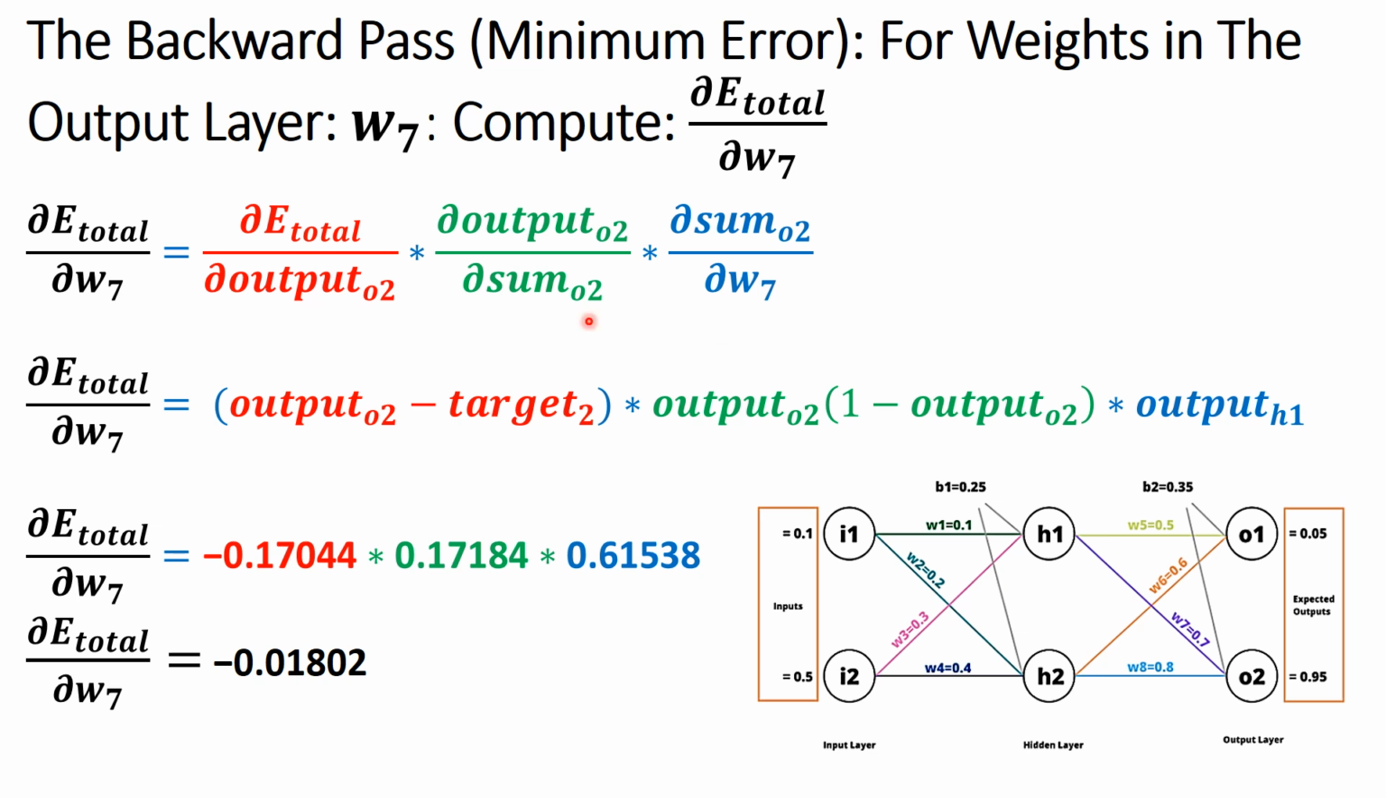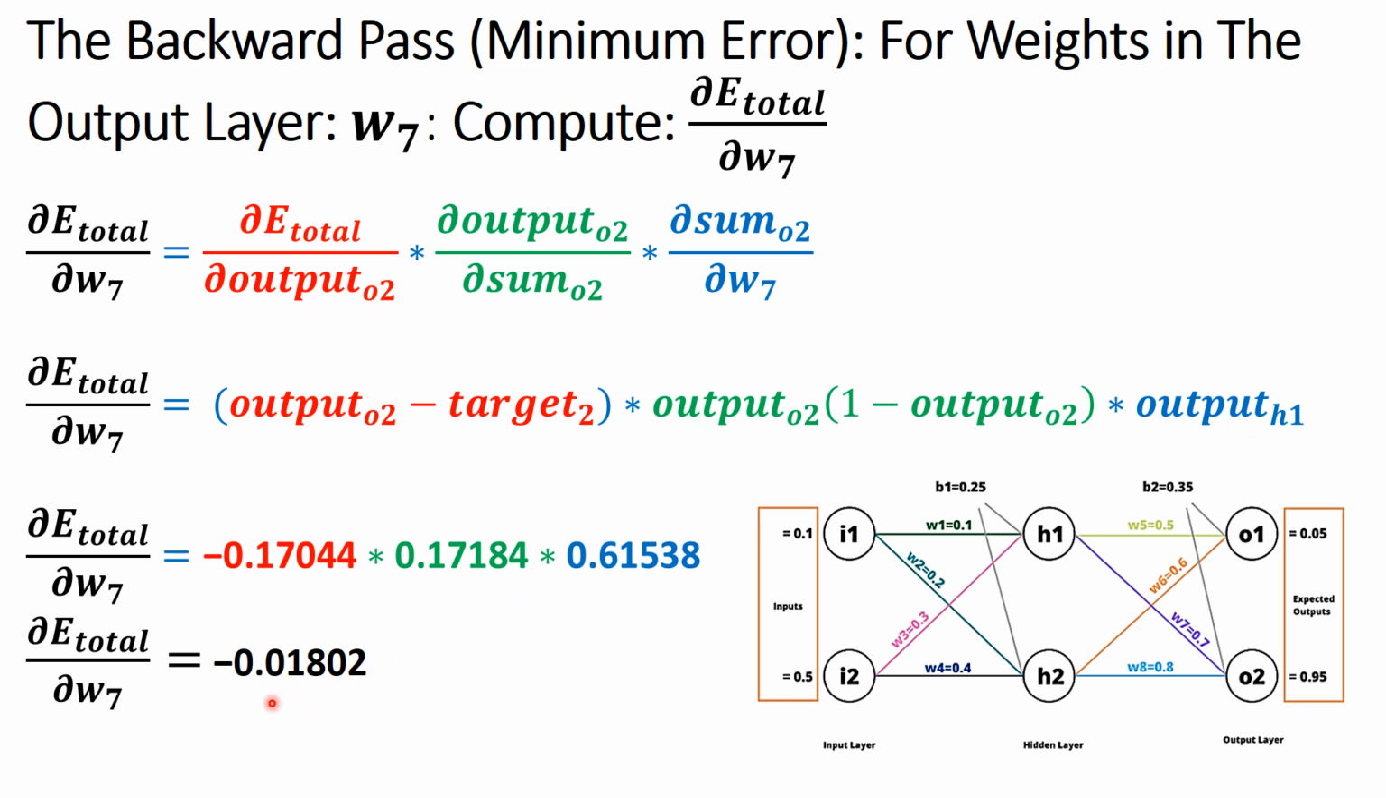We compute each term separately as we did for W5. This component equals this, and this component equals this, and this component equals this, and these are the values of output O2 minus target 2. Output O2 we already computed, target 2 is a given, and then output O2 multiplied by 1 minus output O2, and output H1 we computed in the beginning of the example.